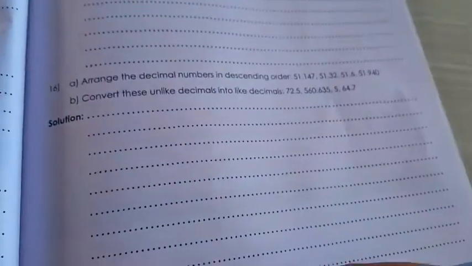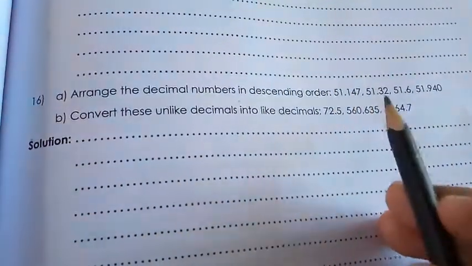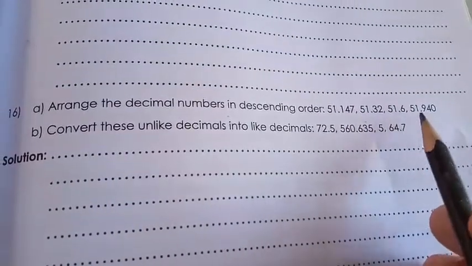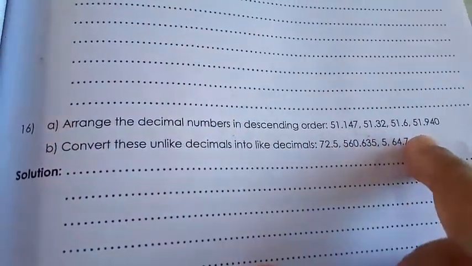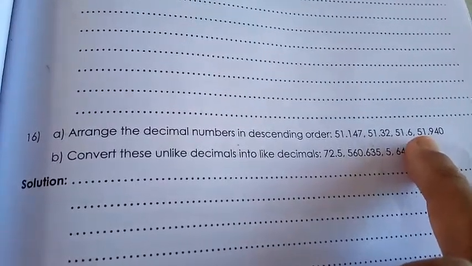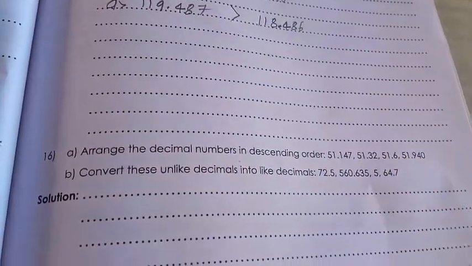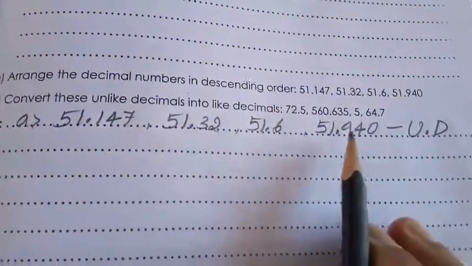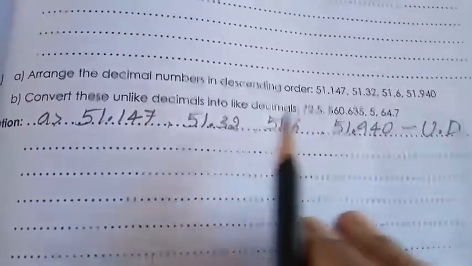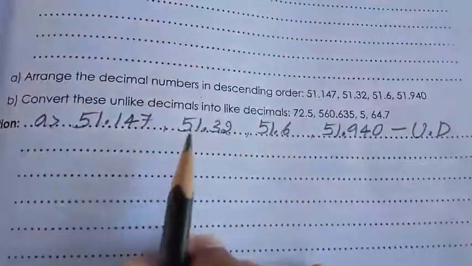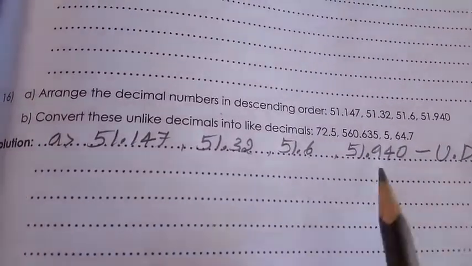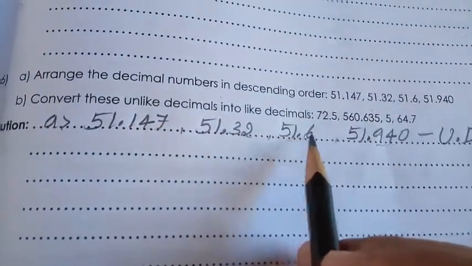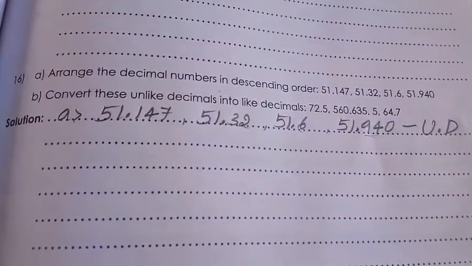So next 16th one. First one, arrange the decimal numbers in descending order. So here only, see here, 51, 51, 51, 51. That means the whole number part is same. So first convert unlike decimals to like decimals. They have given them in unlike decimals because the number of digit places is different. Here the maximum is 3. Here 1, here 2, here 3 is there. So you should convert unlike to like. Because here 3 digits, here 2, you can take 1 zero extra. Here only one digit is there, so you can take 2 zeros extra. So write down those like decimals.